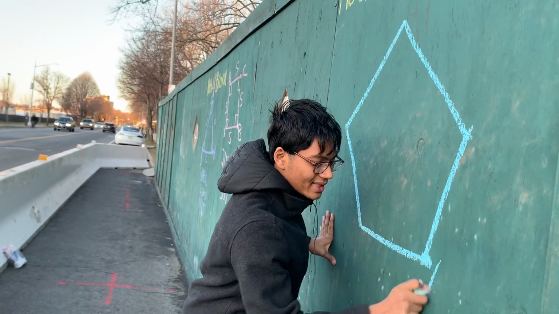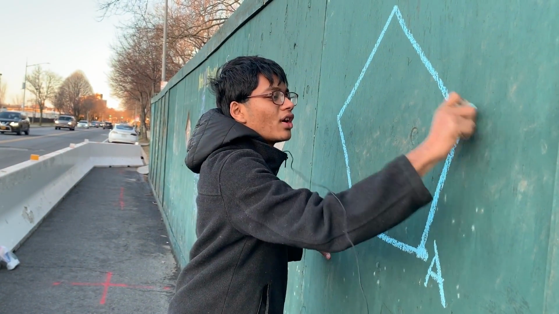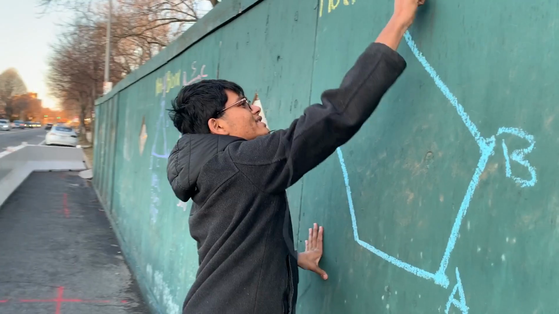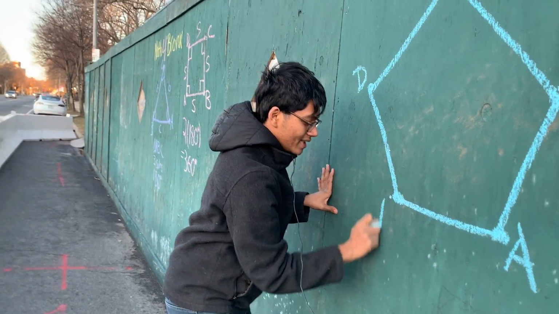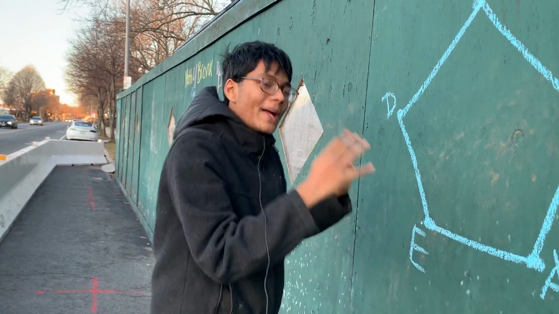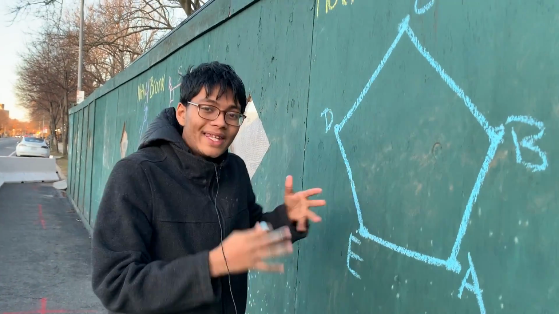Here's one vertex, let's call it A. Here's another one, let's call it B. Here's another one, let's call it C. Here's another one, let's call it D. And here's the last one, let's call it E. If this is a regular pentagon, all of the sides will be equal in length.